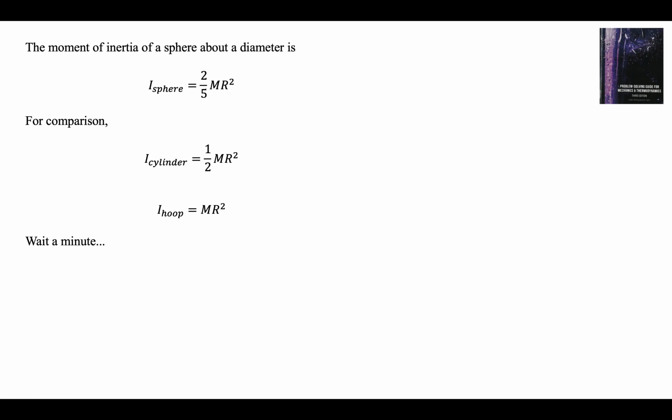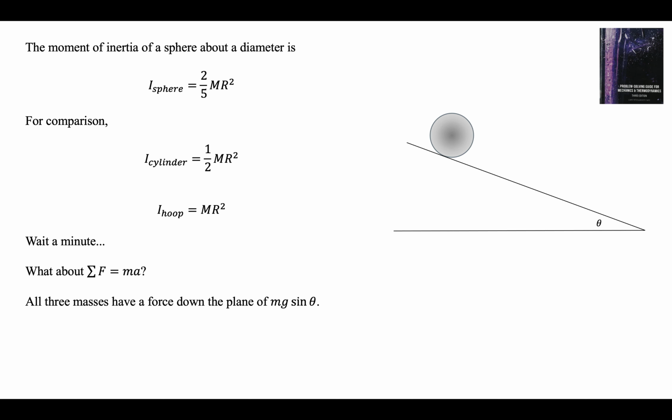Wait a minute. I know you're thinking here, what about F equals ma? All three masses have the same m. They have the same radius. They're at the same place on the plane. The force down the plane is mg sine theta. Here's the object. There's mg. This is theta. That's mg sine theta. The force down the plane's all the same. How can the accelerations be different? What's up with that?